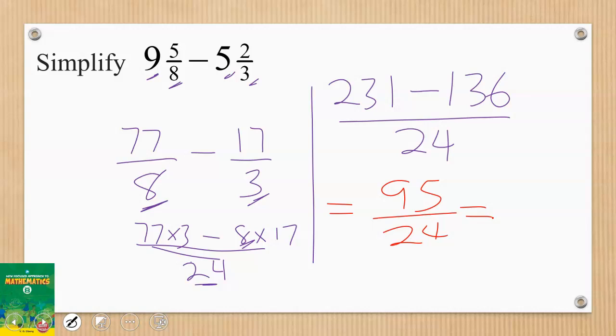Okay, so we know that 24 divides 95 as 3 whole number. So 3 whole number, what will be the difference? 3 whole number 23 over 24. So what it means is that 3 times 24 will give us 72. And when you subtract that from 95, we are left with 23. So 3 whole number 23/24.